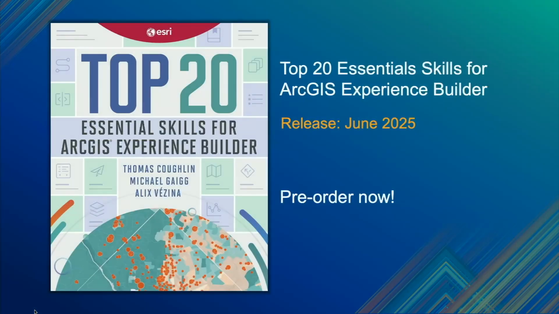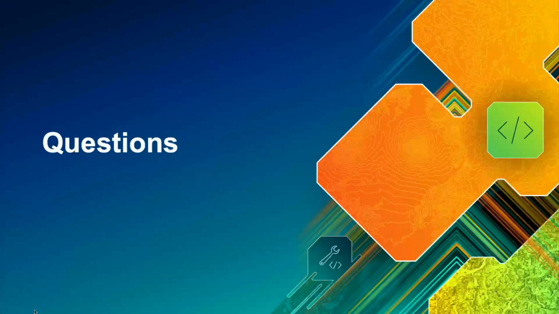Helpful resources. The last piece is we have this new book. Alex, can you introduce a little bit about this new book? Yeah, basically, this book will take you through 20 essential skills to get started with Experience Builder. So you'll be able to learn how to build different types of apps for different workflows. And we've inserted a lot of small tips, tricks, and best practices in there for you. Coming out in June, hopefully you'll enjoy it. Alex and Michael are the two authors.